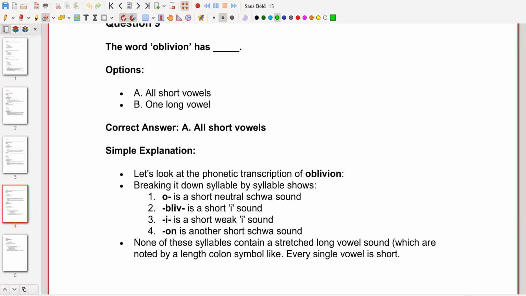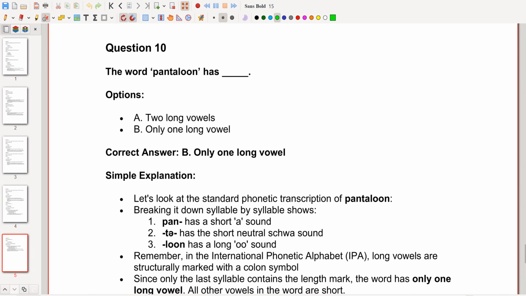Again, I'm repeating my pronunciation. Oblivion. O is a short neutral sound and bliv is a short I sound. I is a short weak I sound and on is another short sound. So none of these syllables contain a stretched long vowel sound. Every single vowel is short. Oblivion has only short vowels. So option A is the right answer.